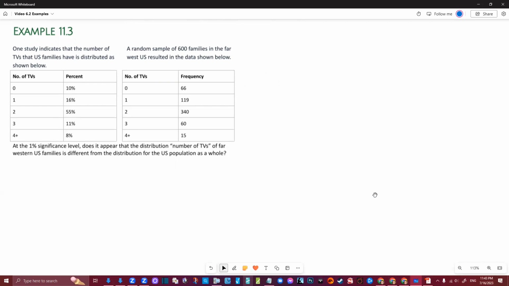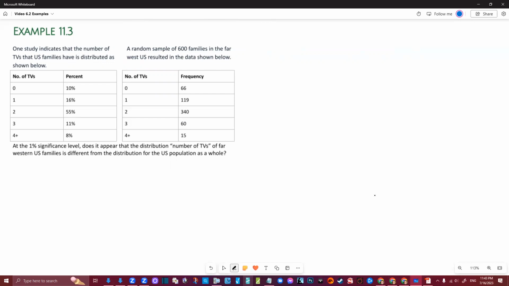At the 1% significance level, does it appear that the distribution of number of TVs of far Western US families is different from the distribution for the US population as a whole? So they're asking us, does this data from the far West US match the data for the whole US? Do they fit? Do they match?